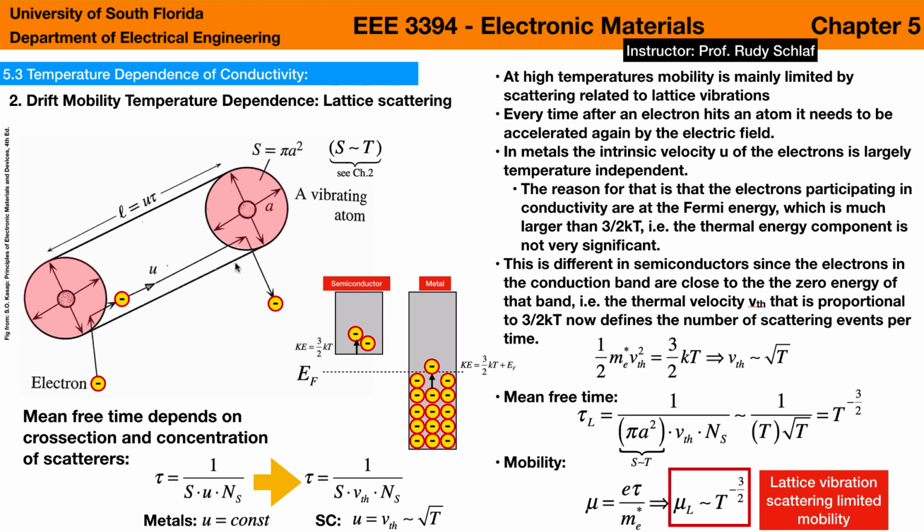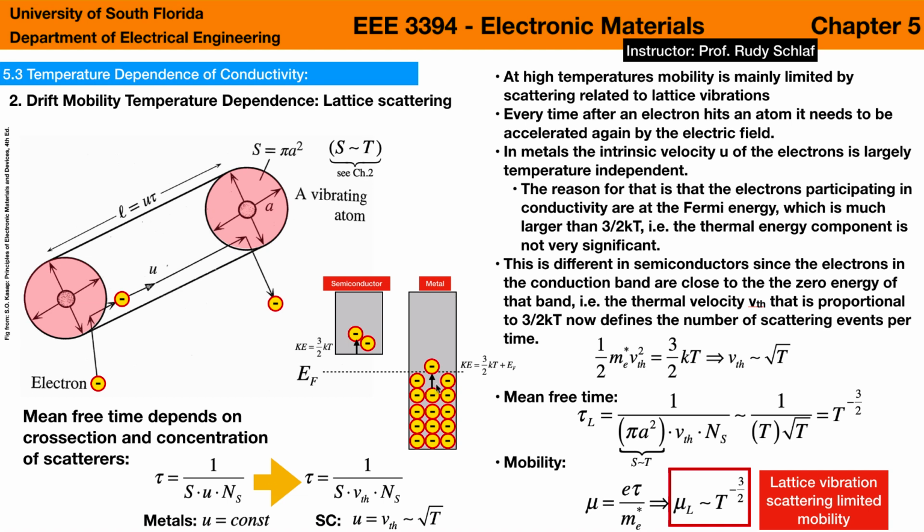You already know this figure here from chapter 2, where we calculated the mobility for metals. And we found back then that the mean free time was just 1 divided by the scattering cross-section times the velocity of the electrons and multiplied with the number of scatterers. So in metals, the velocity of the electrons was assumed to be constant with temperature, but in semiconductors this is different. Why is it constant in metals?